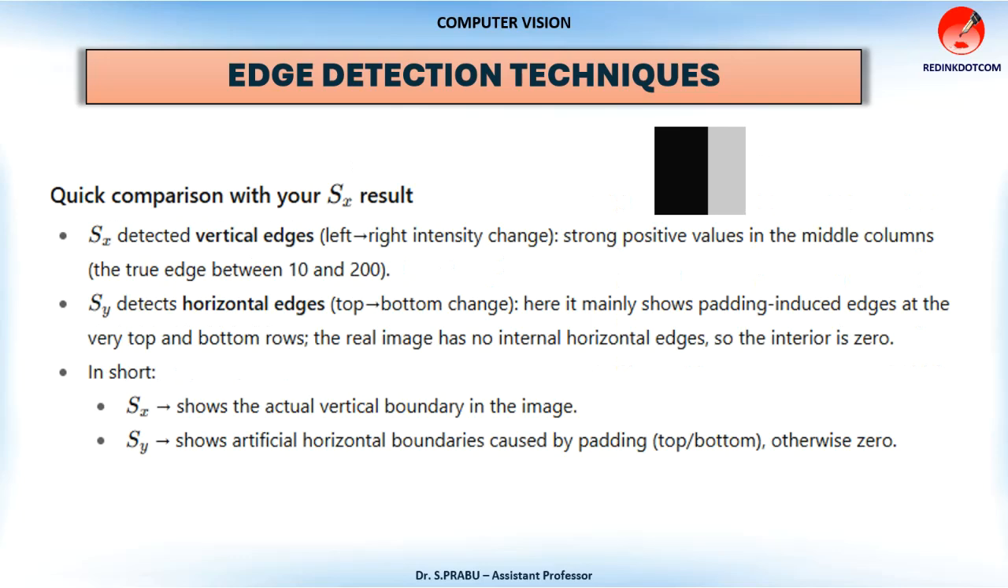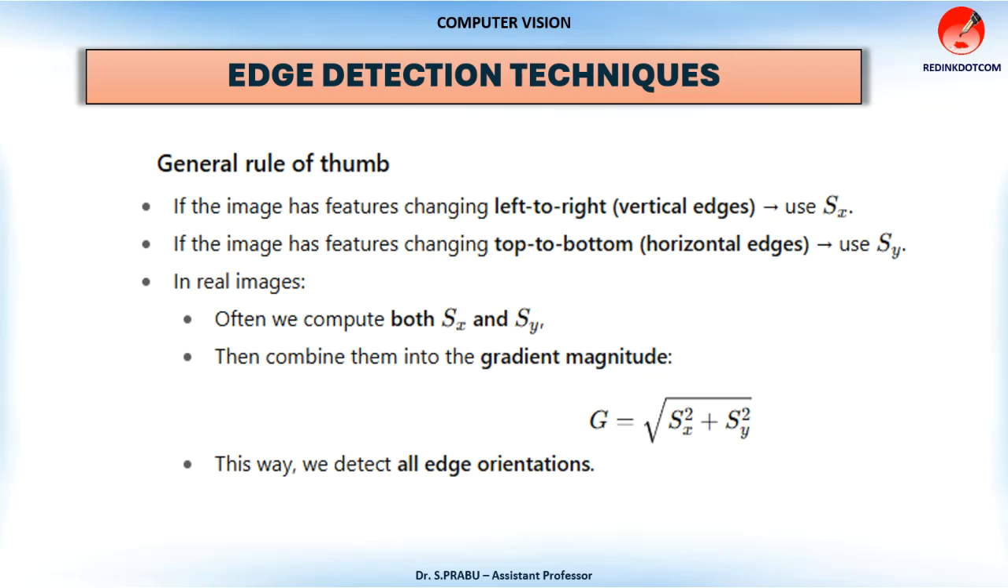If the image has intensity changes from left to right, meaning vertical edges, we use the horizontal Sobel operator. If the image has intensity changes from top to bottom, meaning horizontal edges, we use the vertical Sobel operator. But in real world images, edges appear in many directions, not just vertical or horizontal. So we usually compute both the horizontal as well as vertical operator outputs and then combine them into the gradient magnitude. This way we capture all possible edge orientations, giving us a complete edge map of the image.